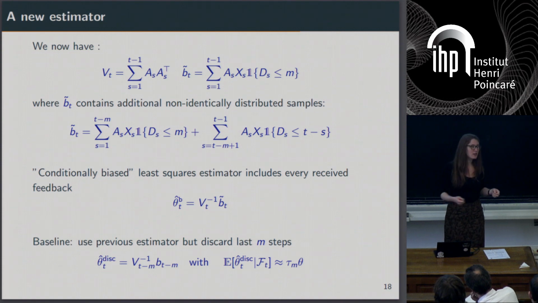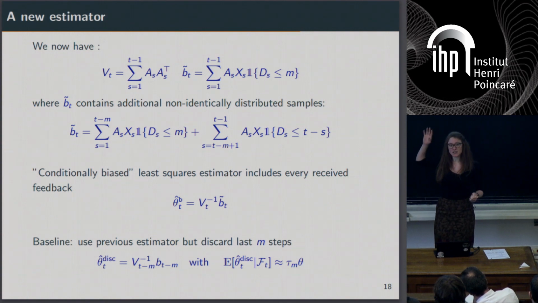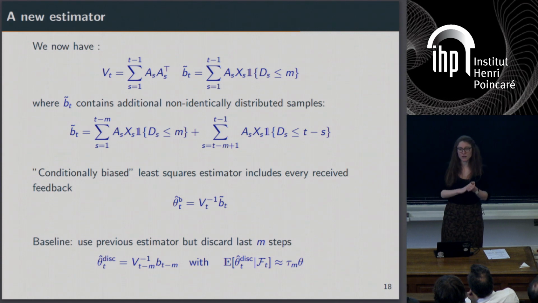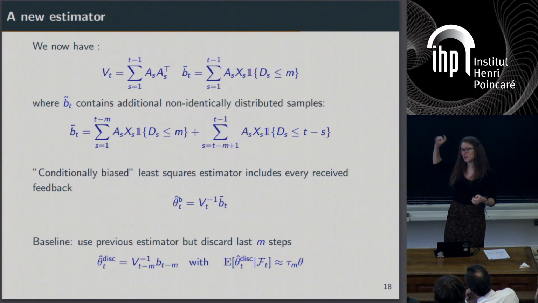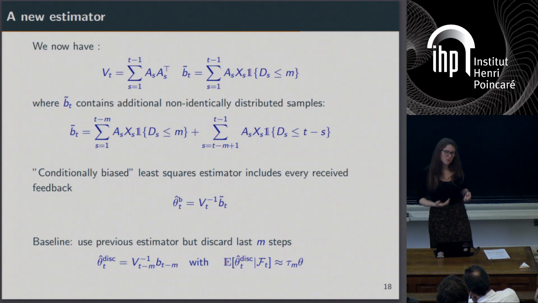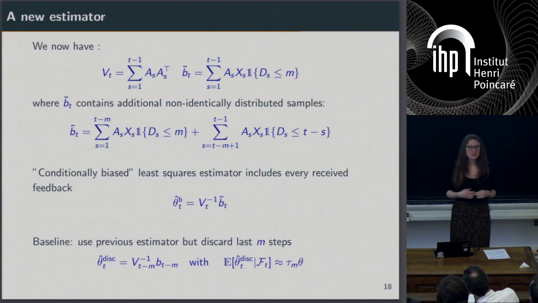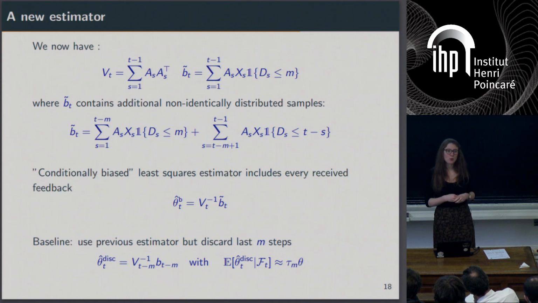They are all conditionally biased, but this one is particularly so, because the last set of observations that are still awaiting reward somewhere in the buffer are not all IID, because the probability of the delay being smaller than t minus s is not the same for all the actions. So we have a little problem here: all actions are not biased the same way because of their delay. This is going to hurt our estimator a little bit, and we're going to see how to cope with that.